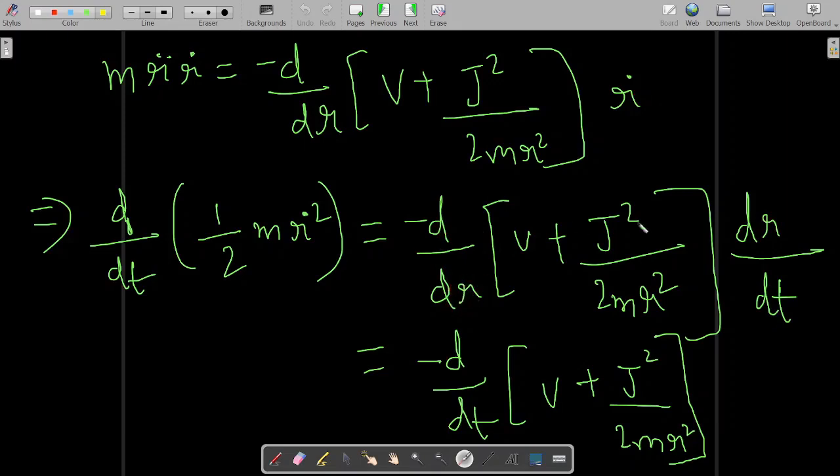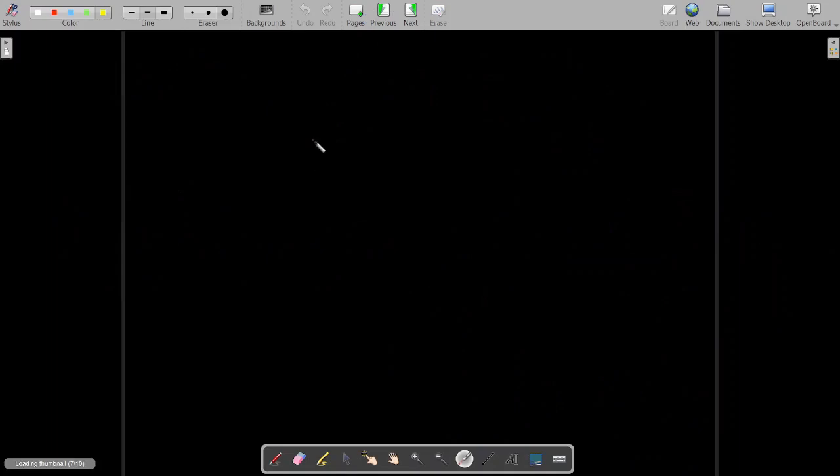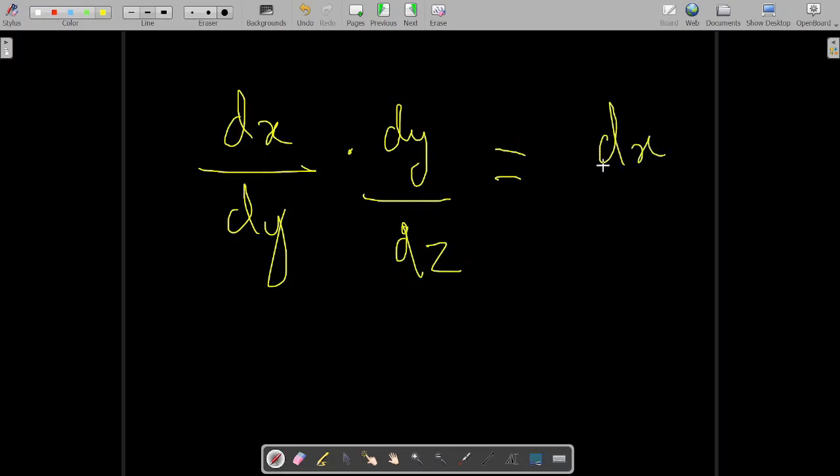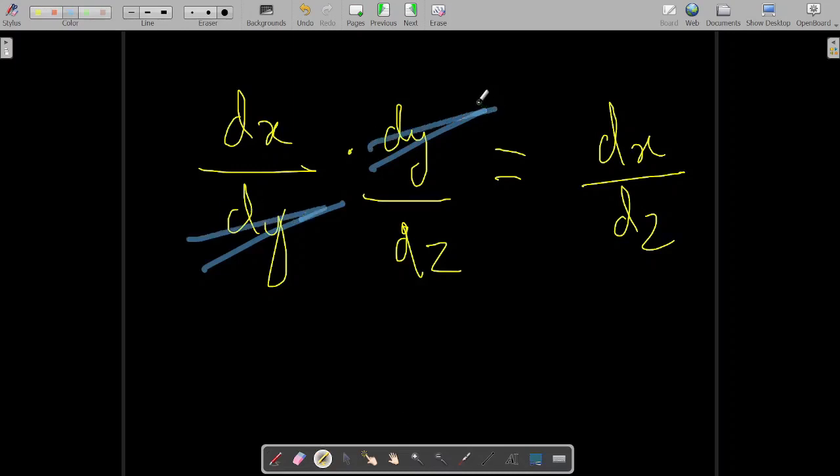So this dr and this dr are not cancelling actually, but you already know from the laws that suppose we have an expression of this kind, what is it equal to? It is equal to dx by dz. Now it is wrong to say that these two dy cancel each other. Let me tell you very clearly, it is wrong to say so.